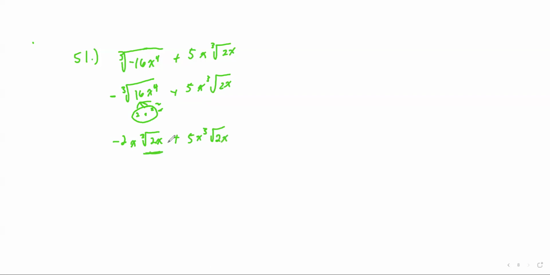Now, if this radical setup is exactly the same, then I actually can add these up. So negative 2x plus 5x. Remember, in this situation, we only can add the coefficient. So it's really negative 2 plus 5. So that gives me 3. And then the rest of the factors are just going to be written out as is. So now I get 3x to the cube root of 2x. And there's your result.